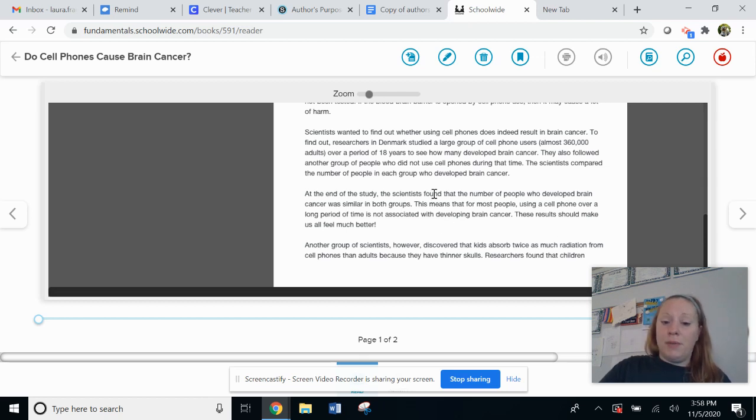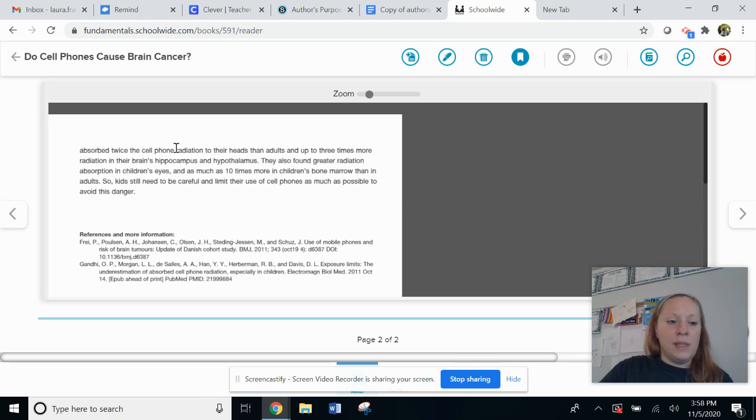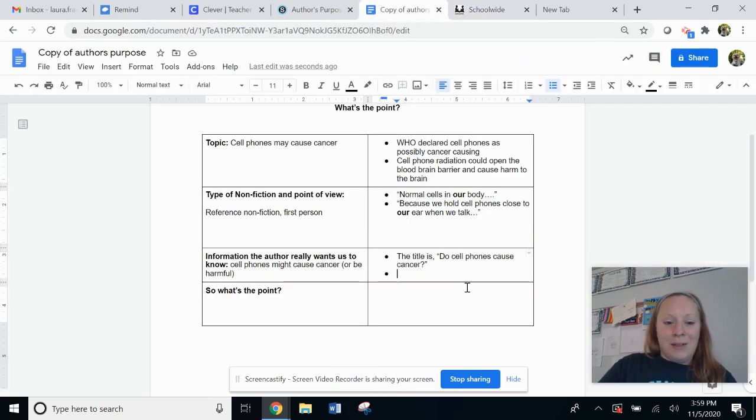Another group of scientists, however, discovered that kids absorb twice as much radiation from cell phones than adults because they have thinner skulls. Oopsie-daisies. Researchers found that children absorb twice the cell phone radiation in their heads than adults, and up to 3 times more radiation in their brain's hippocampus and hypothalamus. They also found greater radiation absorption in children's eyes. So they want us to know that cell phones might be cancer-causing or harmful.